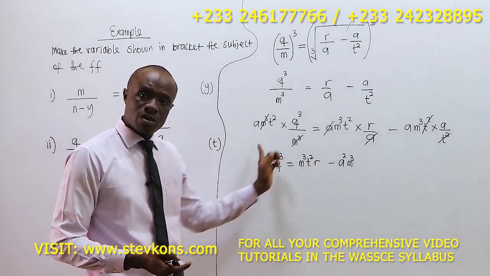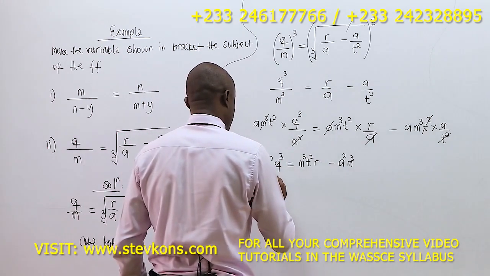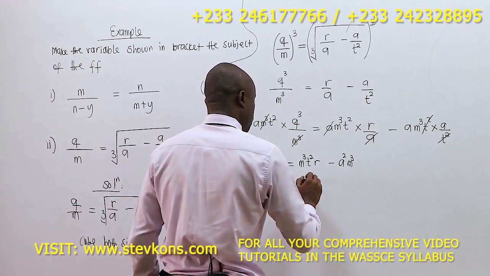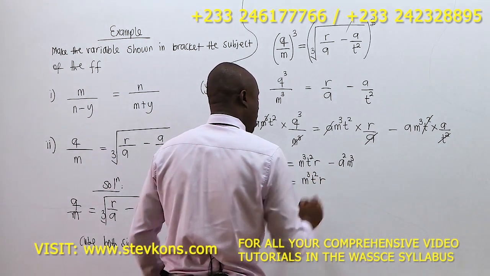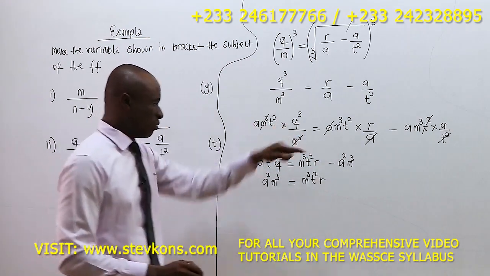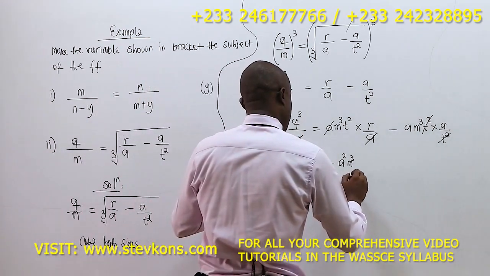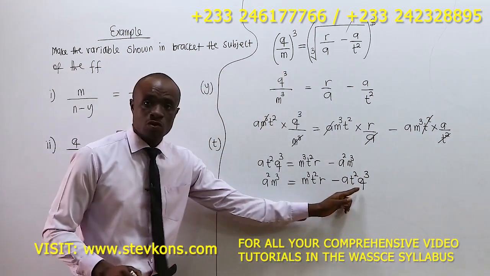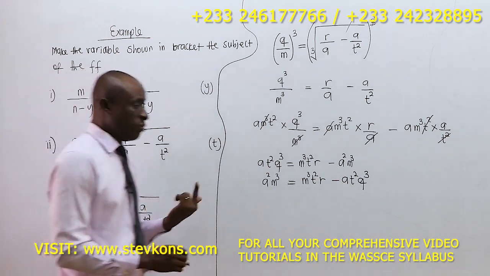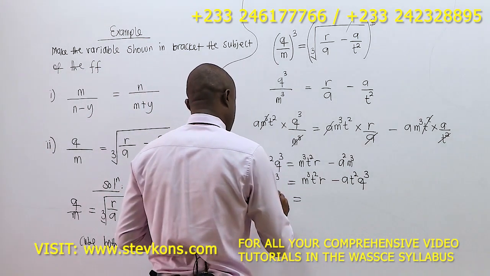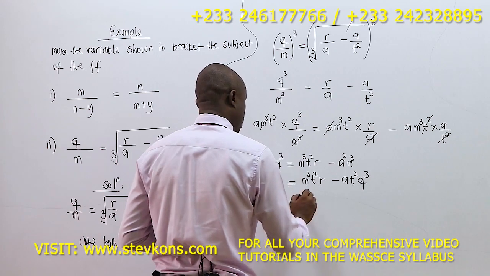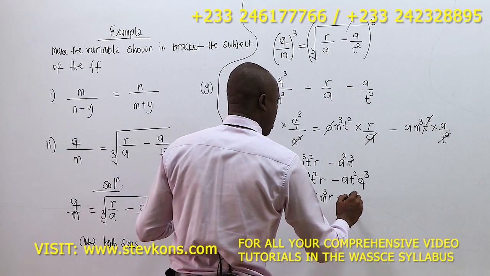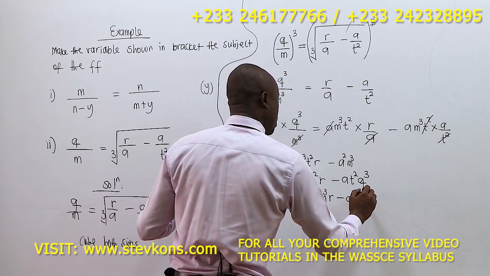Now this is negative, and cross it becomes positive. So you have a squared m cube equal to m cube t squared r, minus a t squared q cube. Now t squared is a common factor, we factorize the t squared out. T squared, we have m cube r minus a q cube.